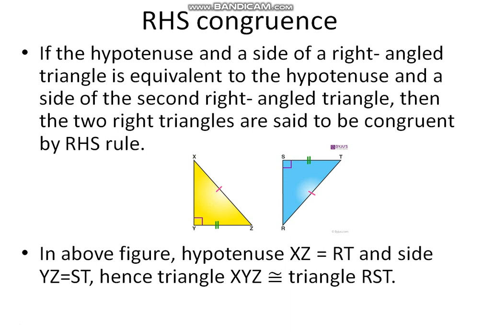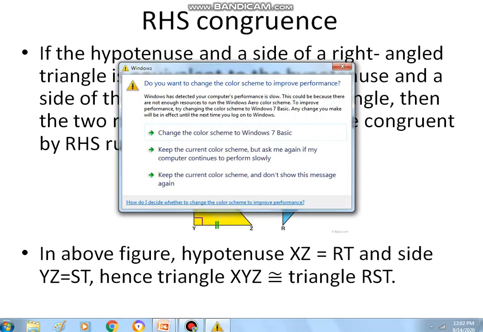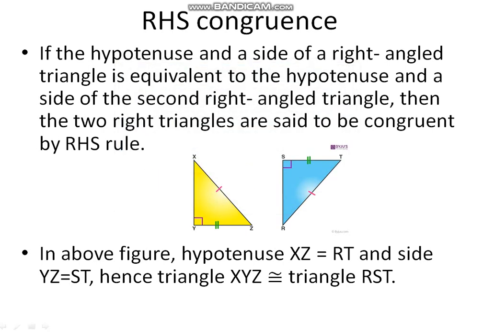The side which is opposite to the right angle is called the hypotenuse. Here, which side is opposite to angle Y? XZ. This is called the hypotenuse. Here angle S is 90 degrees, and the side opposite to it is TR. This TR is also called the hypotenuse. In this given figure, the hypotenuse XZ is equal to RT.